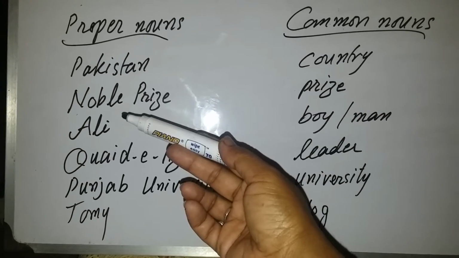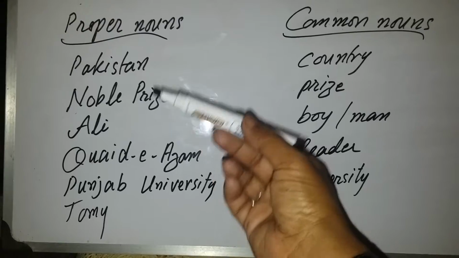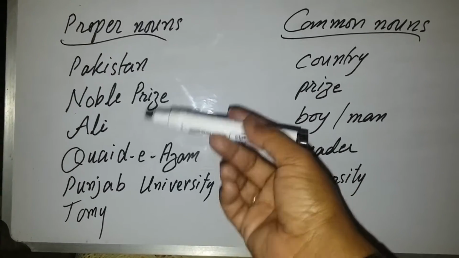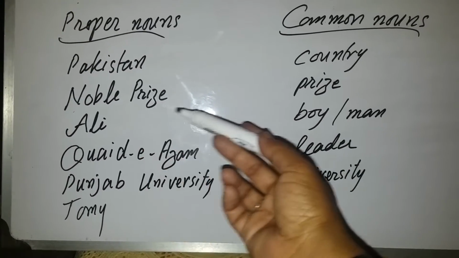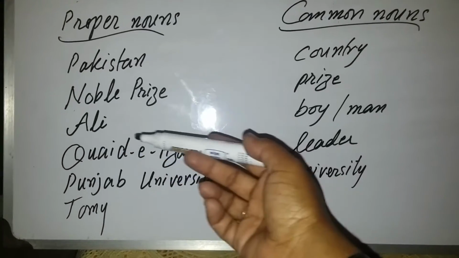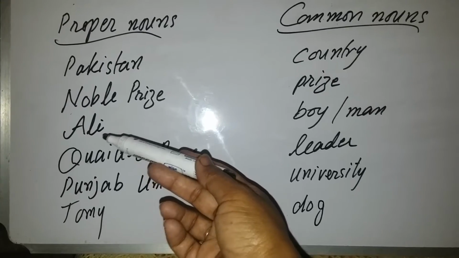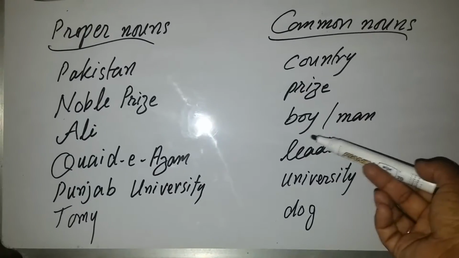But if I say he is given a Nobel Prize, it means that it is a specific prize which is given to him. So this noun is called a proper noun. The first letter will be written capital. Ali, this is a proper noun, and this is a common noun, boy or man.